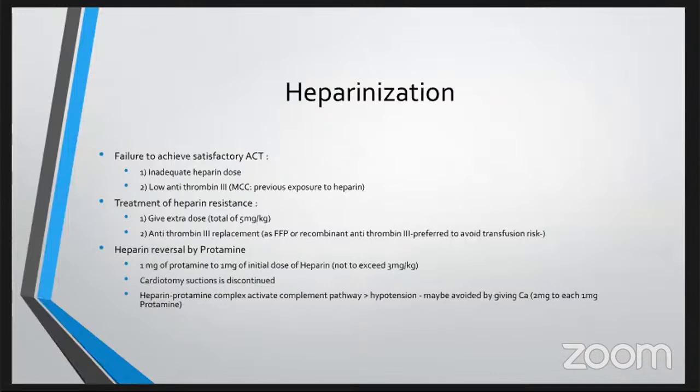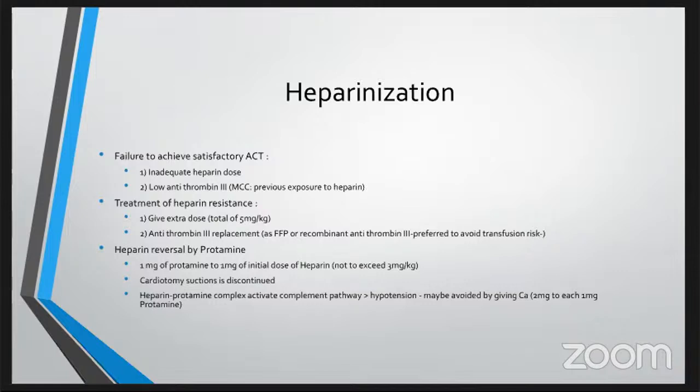So in case of failure to achieve satisfactory ACT, usually because of inadequate heparin dose or low antithrombin 3 levels, the most common cause is previous exposure to heparin, especially a patient kept on heparin infusion for a long time. For treatment of heparin resistance, we'll give an extra dose, usually for a total of 5 mg/kg. And we can replace antithrombin 3 as FFP or recombinant antithrombin 3.